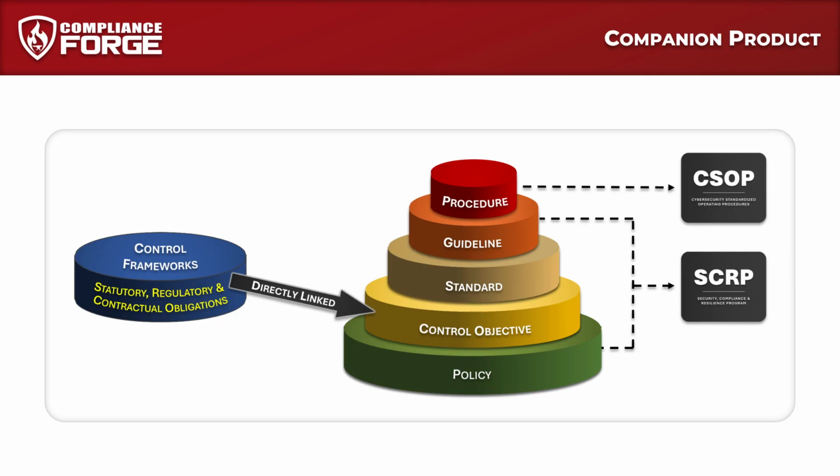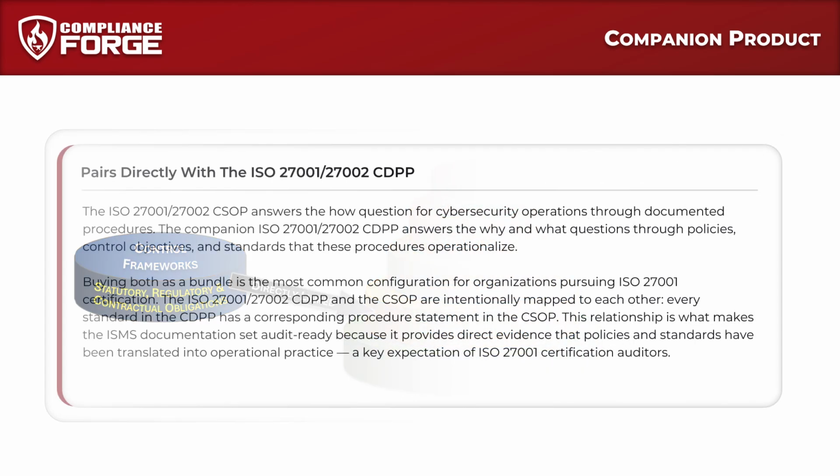As this diagram shows, policies, control objectives, standards, guidelines, and procedures build on each other. The companion CDPP covers the policies and standards, while the CSOP covers the procedures. The CSOP answers the how question for cybersecurity operations through documented procedures. The companion ISO 27001 and 27002 version of the CDPP answers the why and what questions through policies, control objectives, and standards that these procedures operationalize.